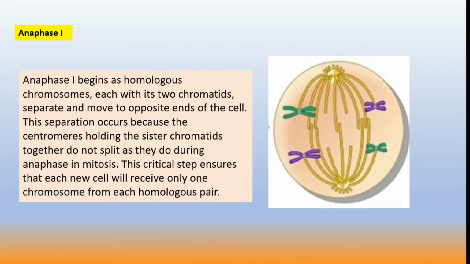Anaphase 1 begins as the homologous chromosomes, each with its two chromatids, separate and move to opposite ends of the cell. This separation occurs because the centromeres holding the sister chromatids together do not split as they do during anaphase in mitosis. This critical step ensures that each new cell will receive only one chromosome from each homologous pair.